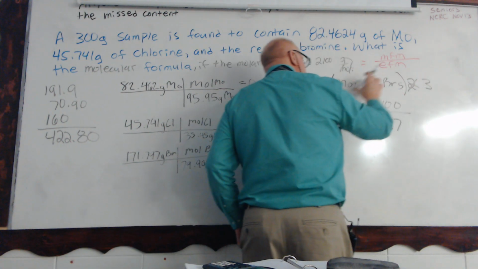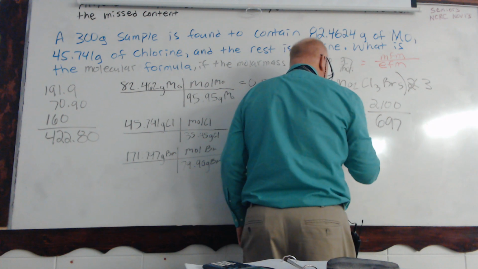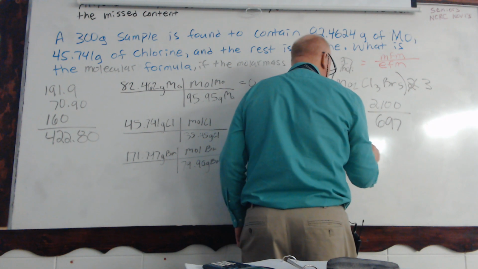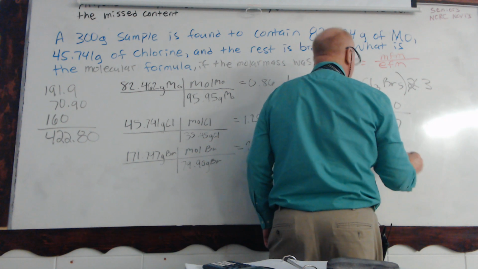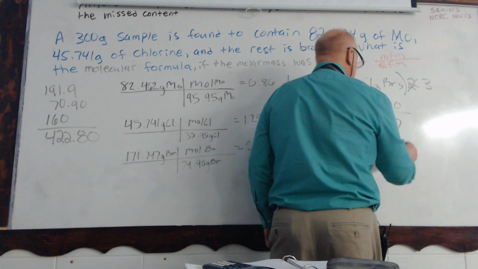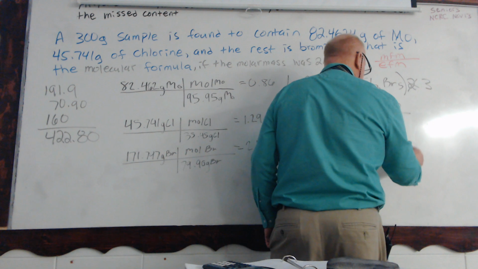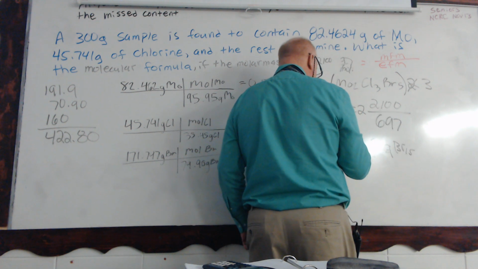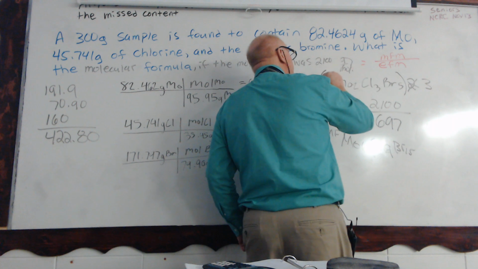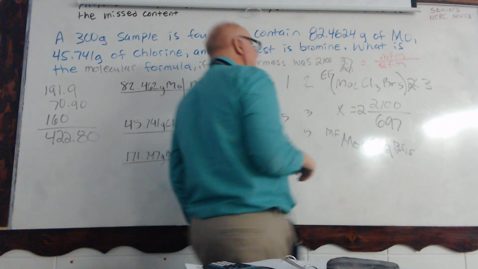So then the ratio of this must be Mo6, Cl9, and Br15. So this is your molecular formula. This, as we calculated, was your empirical formula.